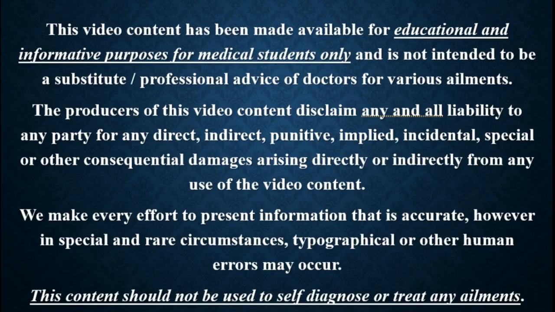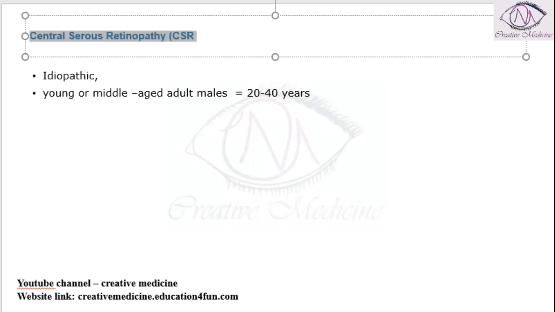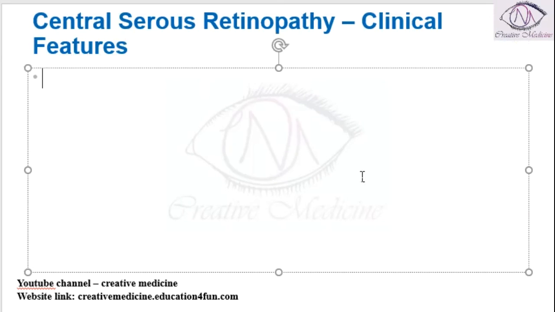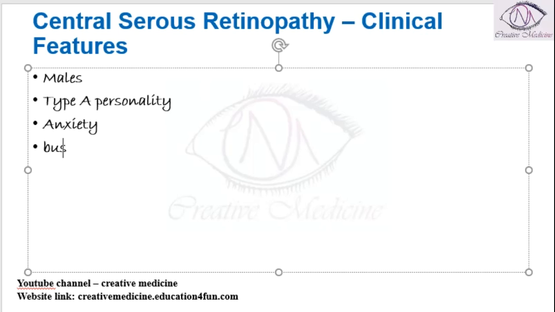In this lecture, we will learn about serous central retinopathy. If you see the clinical features of central serous retinopathy, it occurs mainly in male patients who are actually type A personality, with features of anxiety, or who are anxious for most of the time. In them, or we can say in a businessman who has lots of stress, we see central serous retinopathy.